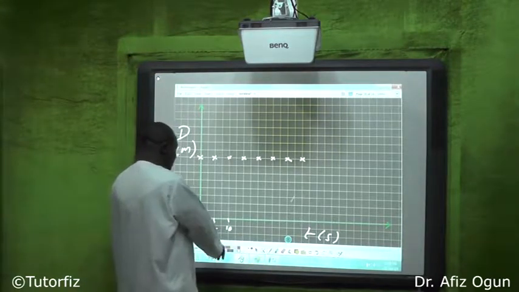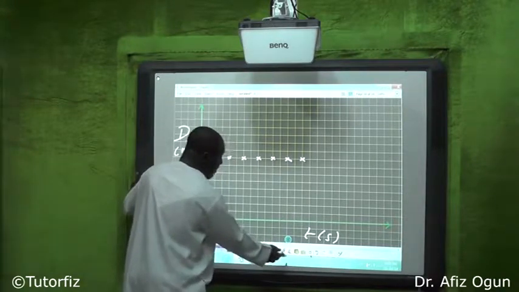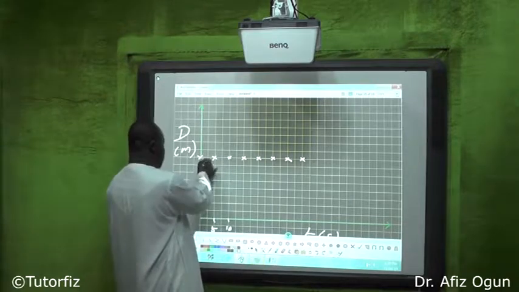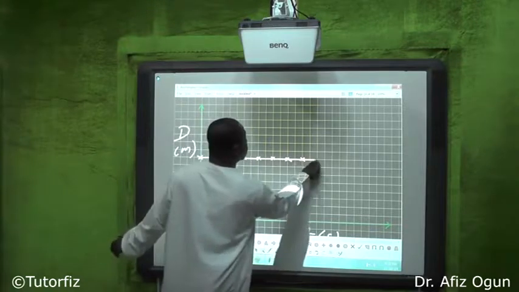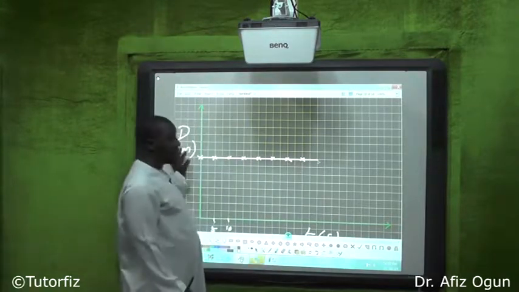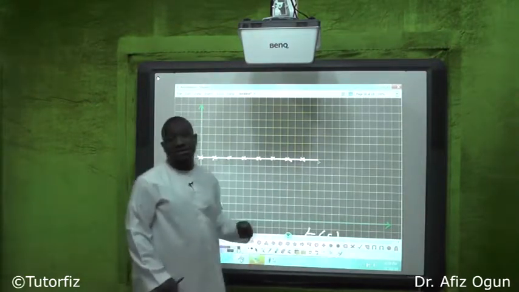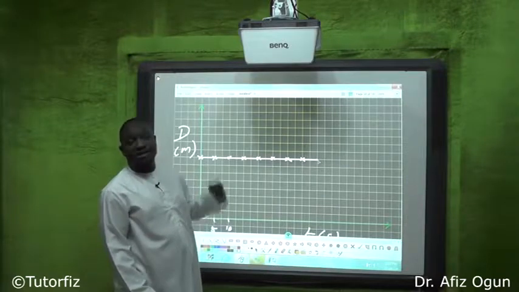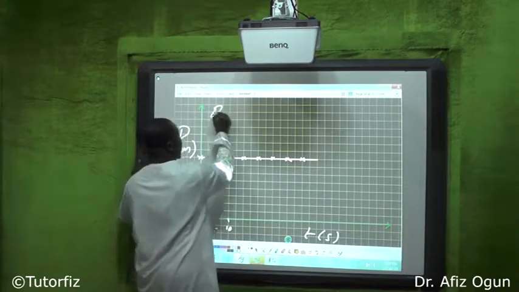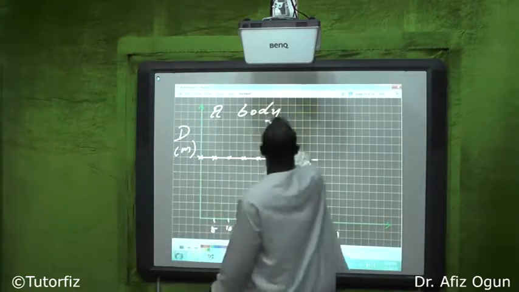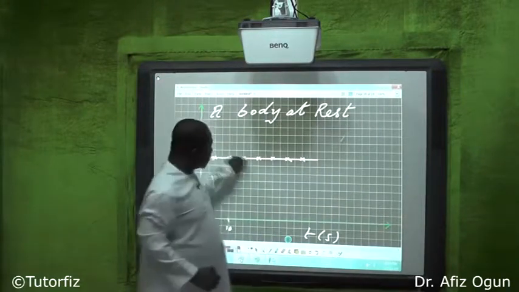You can see it is still horizontal. It is still the same. It is still parallel to the horizontal axis. So once you see a shape like this for a distance time graph, any line that is parallel to the horizontal axis shows that that body is at rest. So this is for a body at rest or a stationary body.